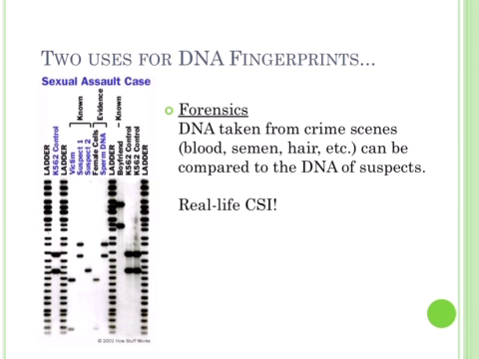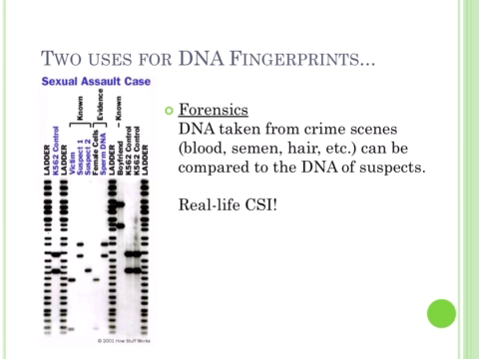So if we look here, this is a sexual assault case. You'll notice that there are ladders spread throughout this. Ladders are known fragment lengths, and you can think of them like a ruler. They let you know if your DNA is where it's supposed to be. You have a positive control, which means you always know that everything is working. You should also always run a negative control, though they don't show it here, and that means that nothing has been contaminated.